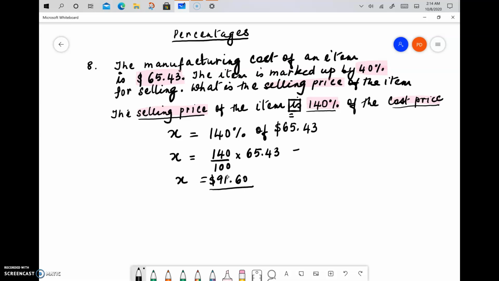Now when you enter the numbers into the calculator, make sure you do 140 divided by 100 times 65.43.